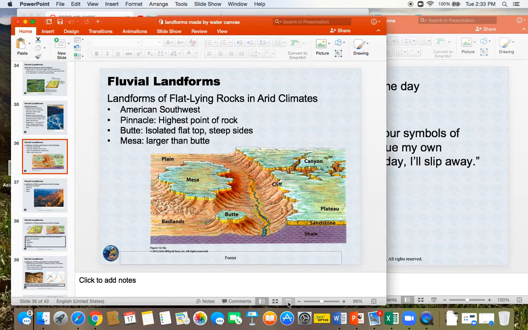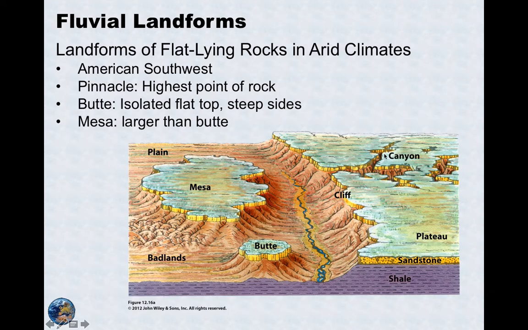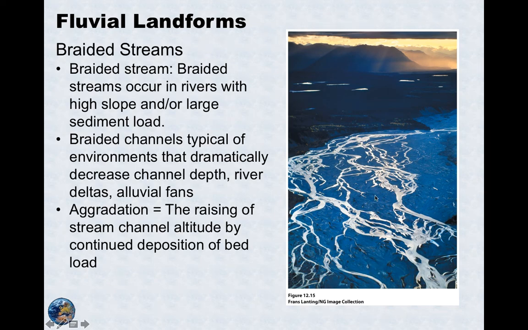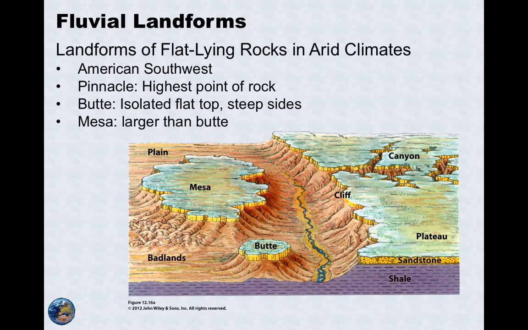Okay, so if you remember last Thursday, we were discussing streams, and we had talked about braided channels, we talked about alluvium, we had talked about aggradation. That's the stream is basically eroding, right? It's removing material from the landscape, and then it is depositing that material. The aggradation part is the deposited material. So this is where we left off the other day.